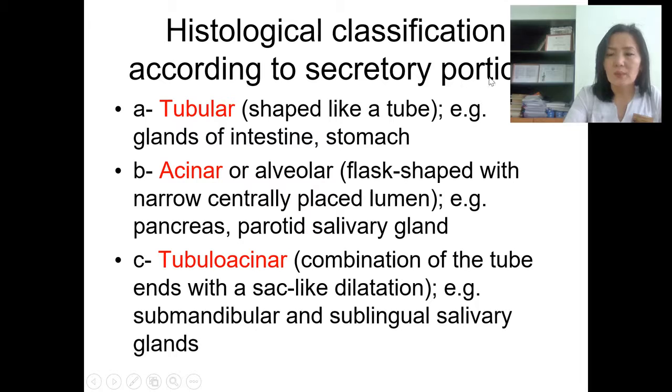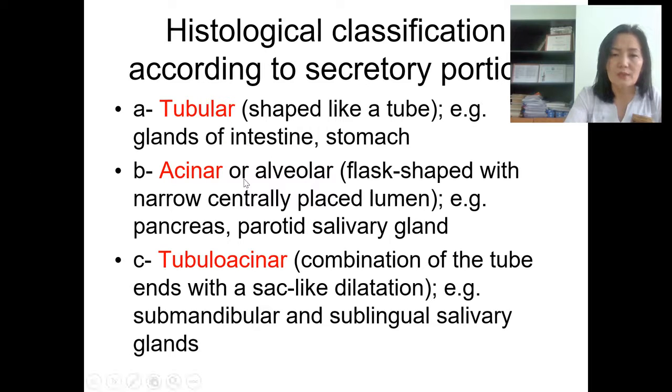According to the shape of the secretory portion, exocrine glands can be tubular, acinar, and a combination of the two, with cystic dilatation, this is called tubular acinar glands. Tubular means what? The secretory portion of these glands is like a tube. For example, glands of the intestine and stomach are simple tubular glands.